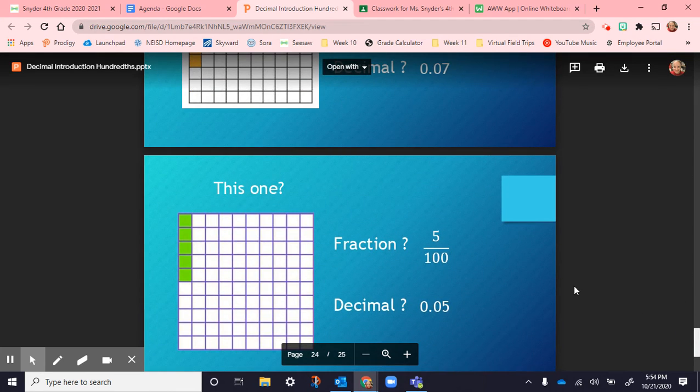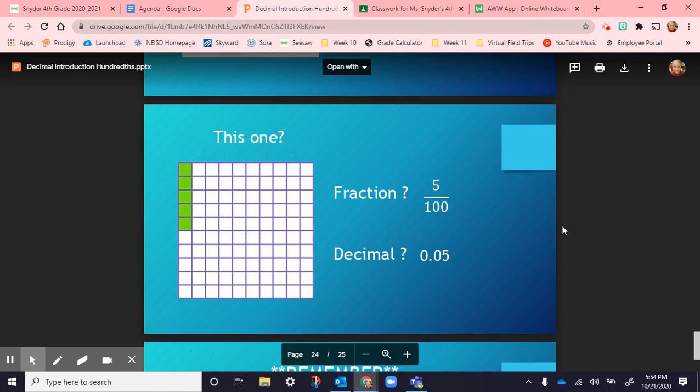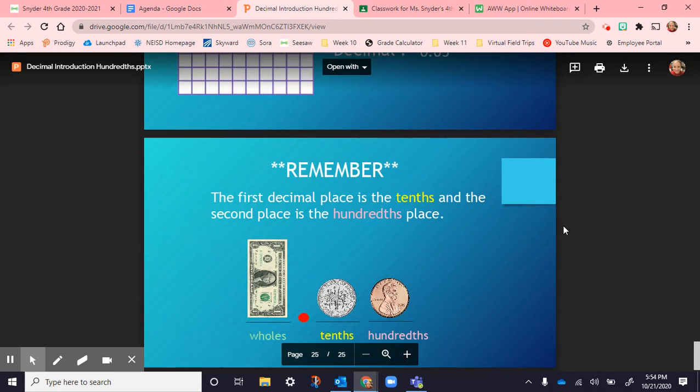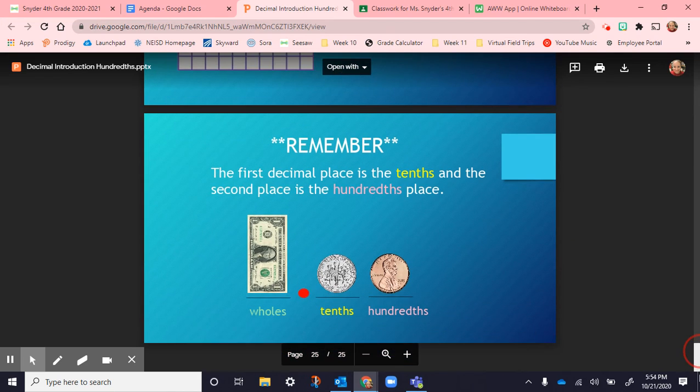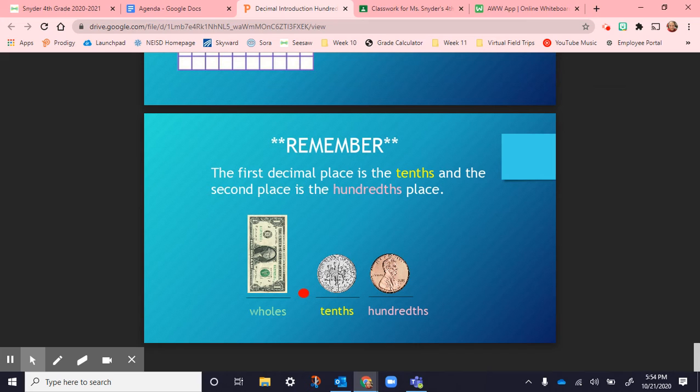Here we've got 5 hundredths. Again, there's no tenth, so we put that 0. We have 5 hundredths, 5 parts out of 100. All right, and then remember, the first decimal place is the tenth. So if we look straight over, we have the tenths. And the second place right after is our hundredths.